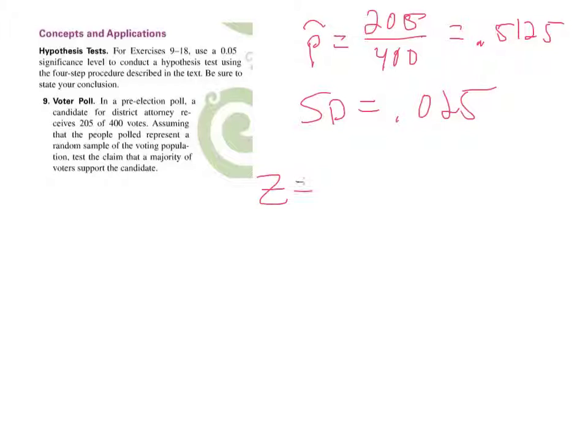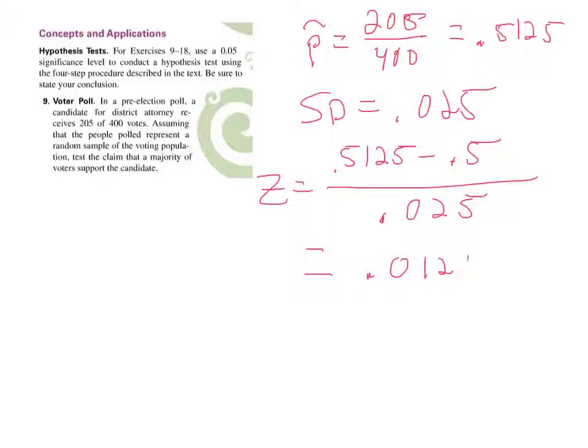So to get the z-score, we're going to take the sample proportion minus what we think the center of the distribution is, and divide it by the standard deviation we just calculated. That's going to give me 0.0125 on top and 0.025 on the bottom. When I divide those, I get a z-score of 0.5. It's unfortunate it's 0.5 because of all these other 0.5s, but that's what we're getting for the test statistic.